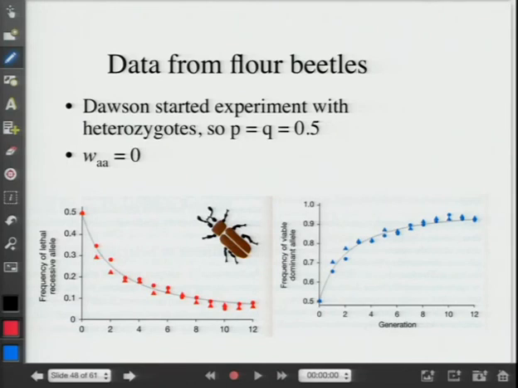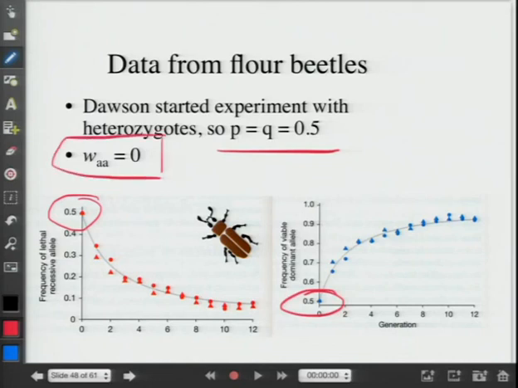The reason for that was that's a simple way to know that the initial allele frequencies are both 0.5. So P equals Q equals 0.5, and what was started with these flower beetles was a deleterious recessive allele where the fitness of the homozygous recessives was 0. So over 12 generations, what you see is the lethal recessive allele starts at 0.5, it drops sharply, and then flattens out over time. So what's delta P over here?